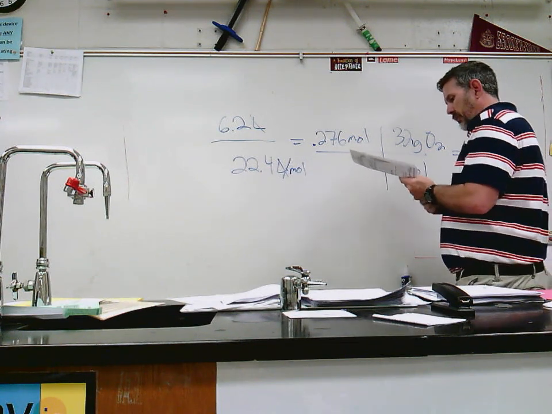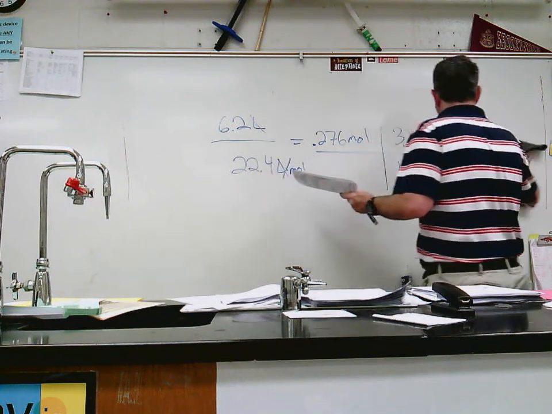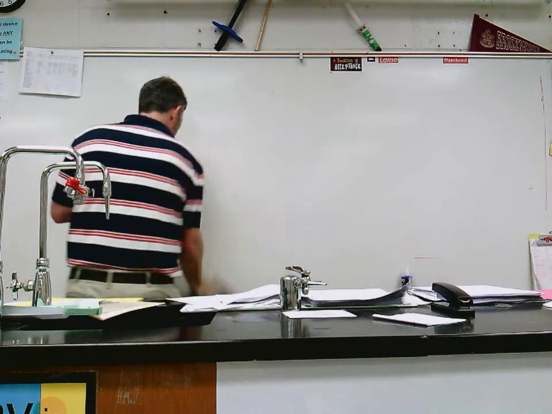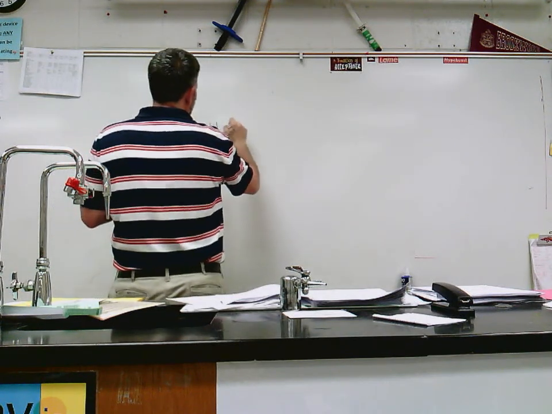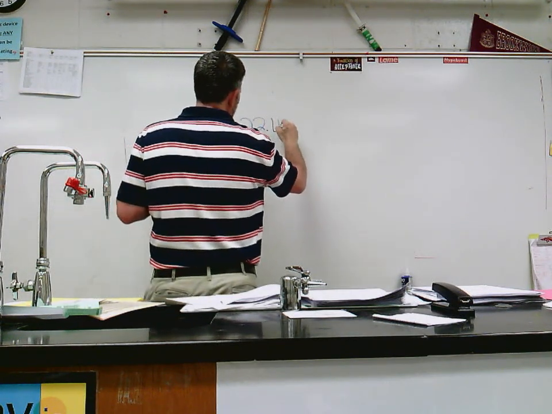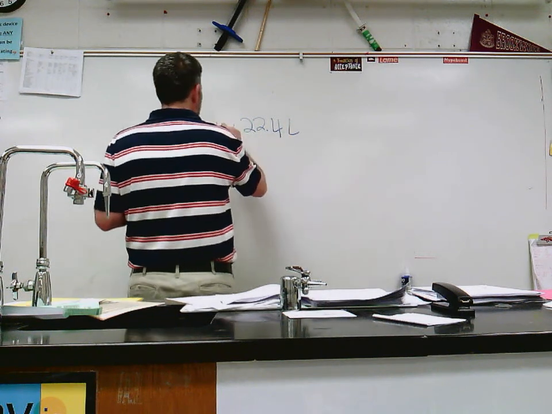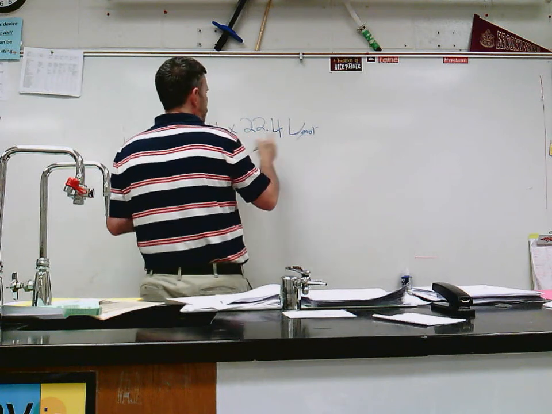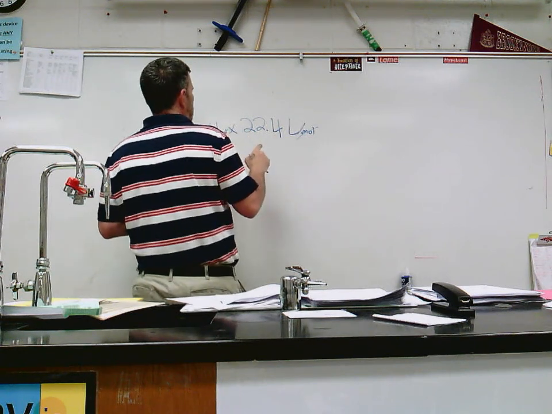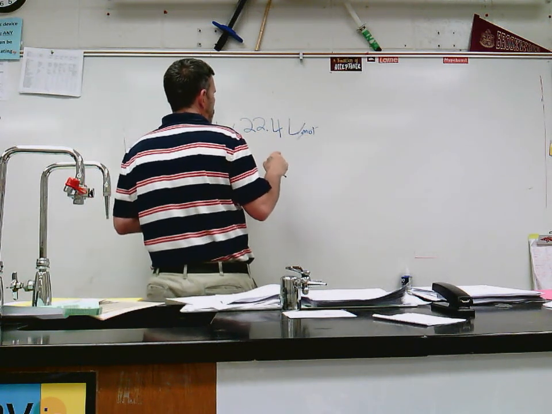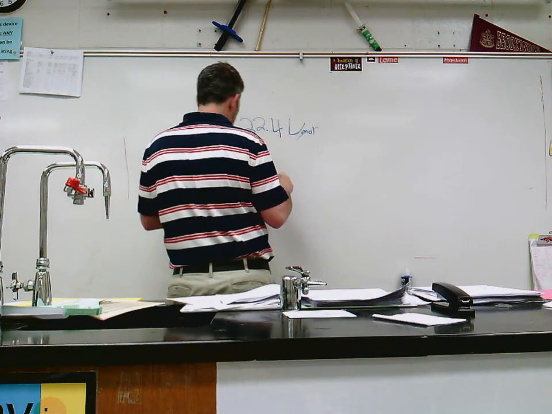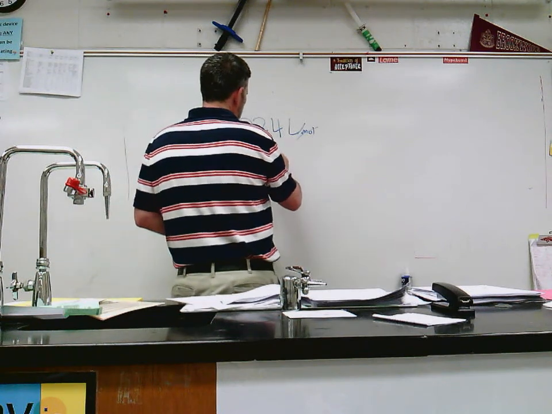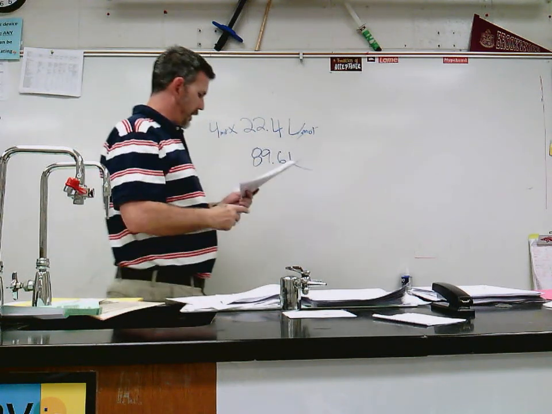What volume will 4 moles of gas occupy? Wow, that's too easy. 4 moles. We know that each mole is 22.4 liters. 4 times 22.4 liters per mole. That gets rid of moles. What is that? That is 89.6 liters. Yes. 89.6 liters of gas is what that'll take up.